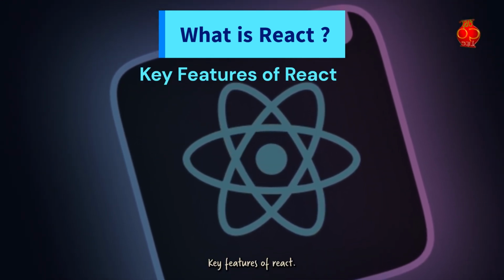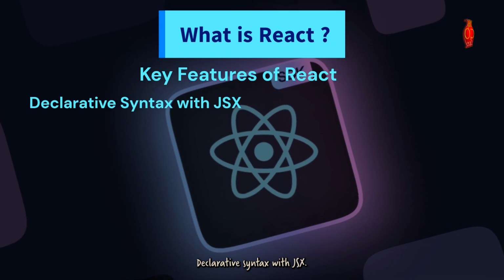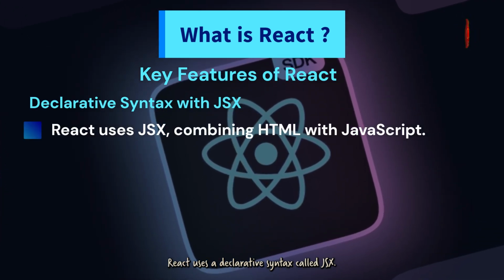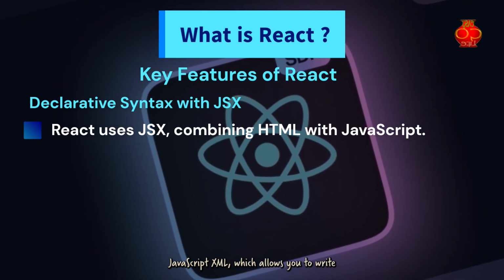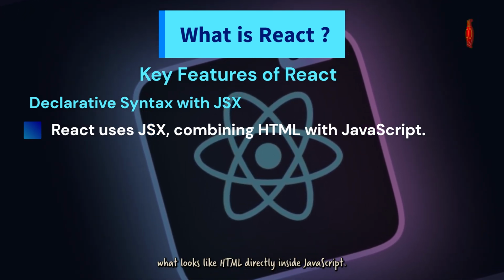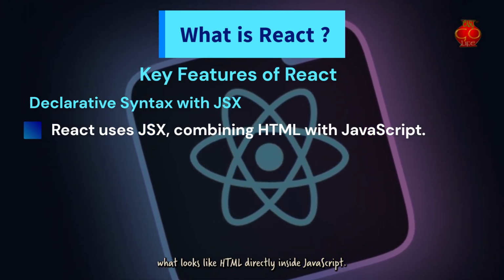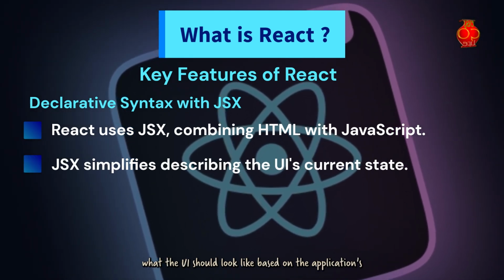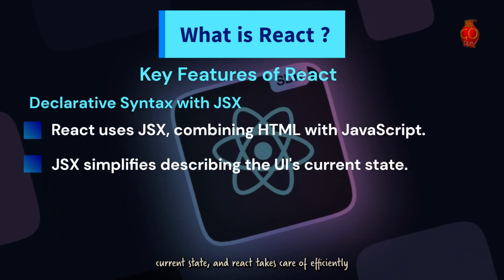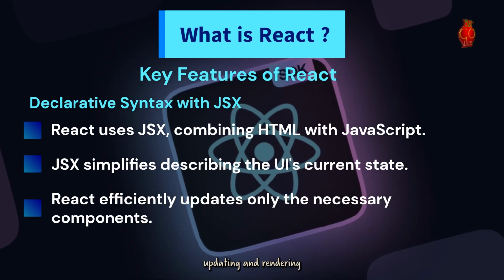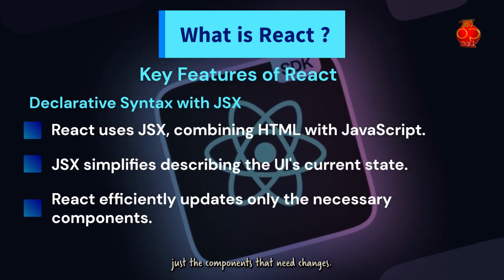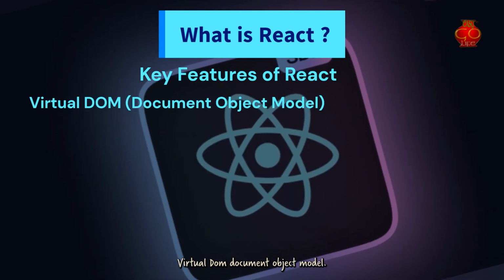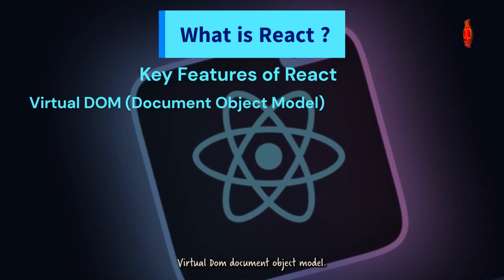Key features of React: declarative syntax with JSX. React uses a declarative syntax called JSX, JavaScript XML, which allows you to write what looks like HTML directly inside JavaScript. This makes it easier for developers to describe what the UI should look like based on the application's current state. And React takes care of efficiently updating and rendering just the components that need changes. Example JSX code.